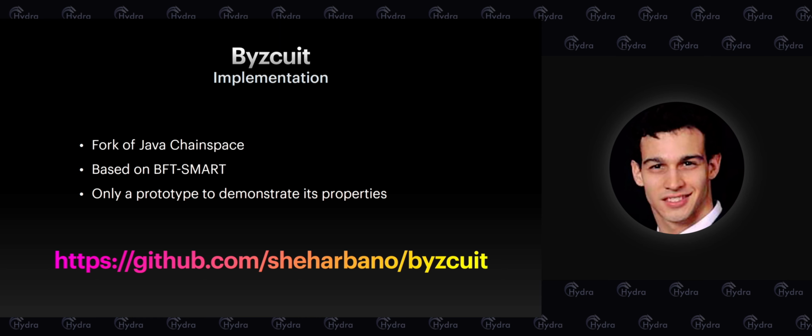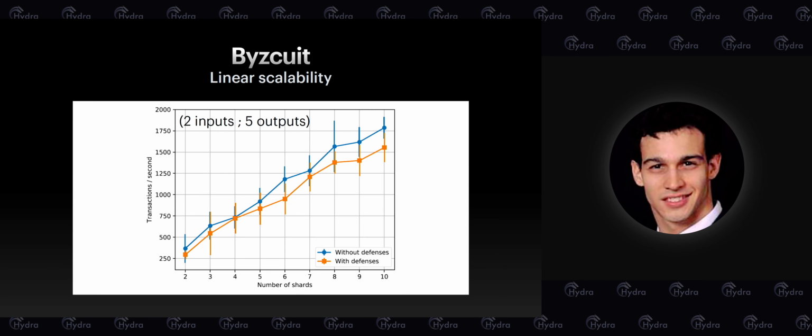BFT Smart was used to run the consensus within the shards. This is a prototype, and as it's based on BFT Smart, we cannot have high performance, but what we want to demonstrate here is that we still achieve linear scalability despite the countermeasures. So here's the graph.